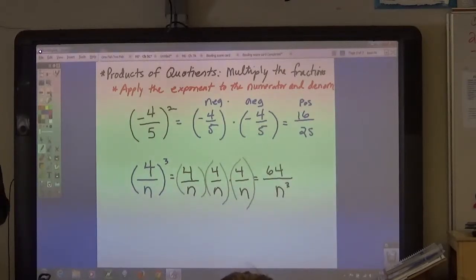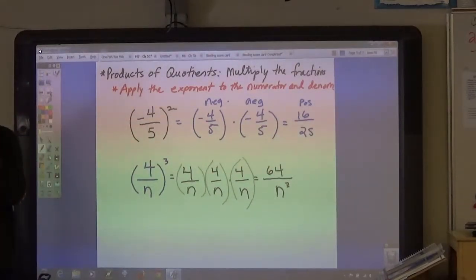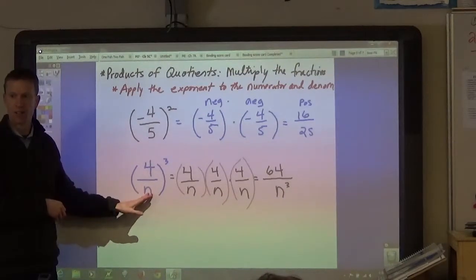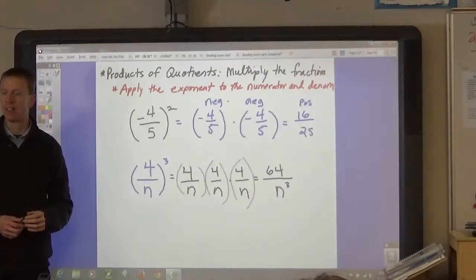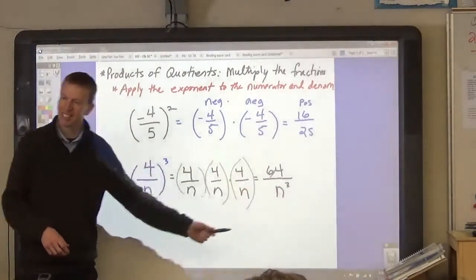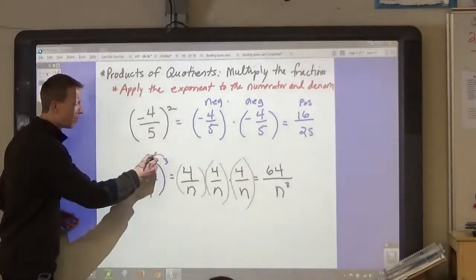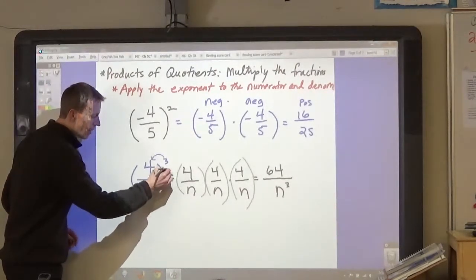So, 4 over n to the third power, just like it says. What does that mean? There's 3 of them. Not 4 n's, it's 4 over n. So it's 4 times 4 times 4, which is 64, over n to the third, just like it says. Now, does that make sense? Because the 3 is applied to the 4, and the 3 is applied to the n.